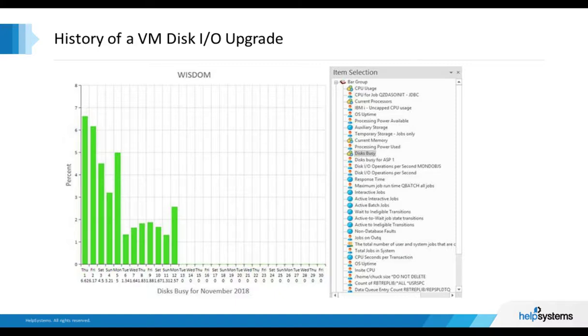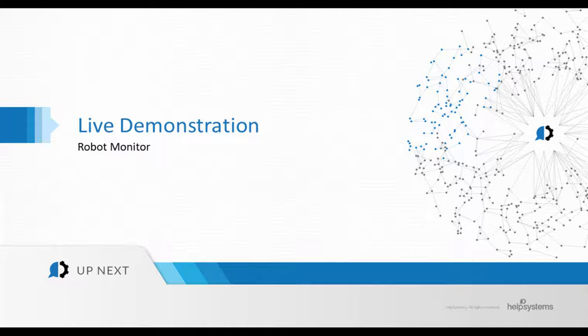Now, of course, looking at this information over time is important. So for instance, here's just an example of disk percent busy on a particular system called Wisdom, and you can see right about on the 5th of the month, we made a hardware change that caused our disk I/O to be a little less impactful to the system. And I'll show you what that looks like live in our demonstration.